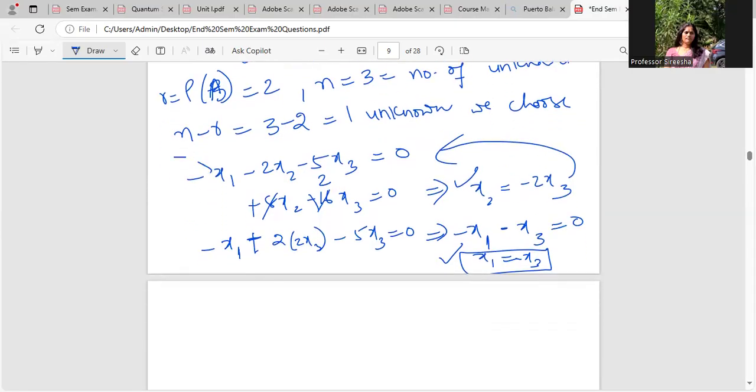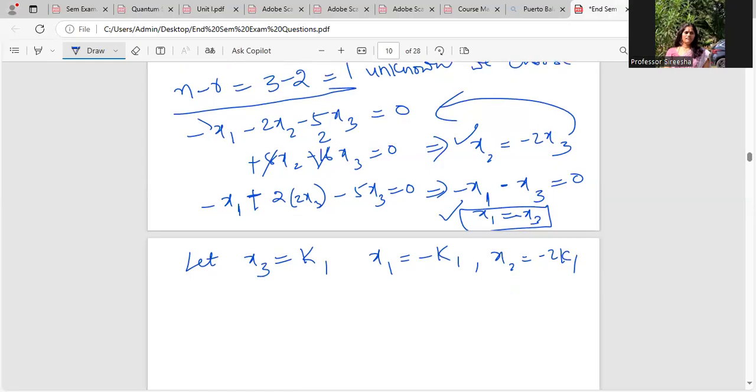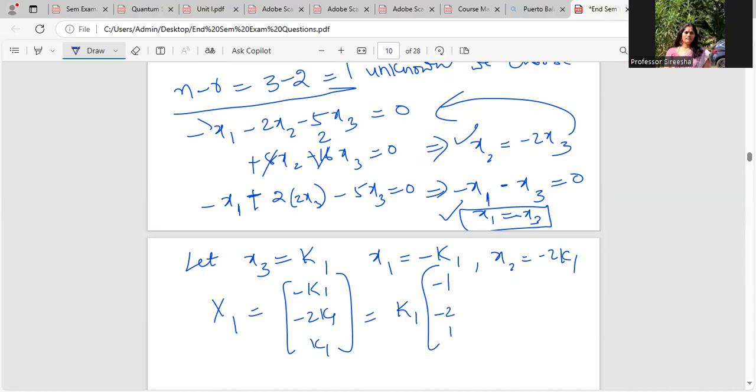As I have made a mention, one unknown I will be choosing. I will be choosing x3. It can be anything, guys. Here I am choosing x3 to be some k1. So x1 is minus k1, x2 is minus 2k1. So what would be my unknown vector? Capital X1 is minus k1, minus 2k1 and k1. I can take out k1 common or minus k1 common, anything is fine. If I take out k1 common, it is minus 1, minus 2 and 1. This would be my first eigenvector. Minus 1, minus 2 and 1 is my eigenvector.